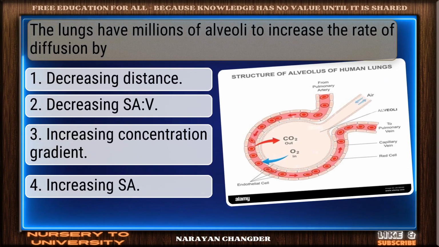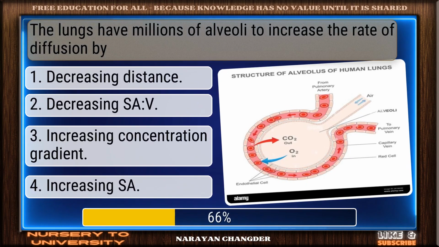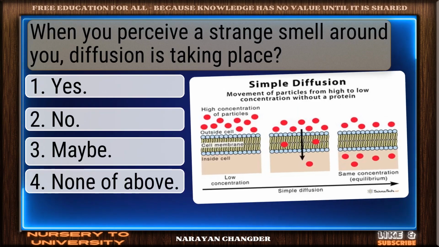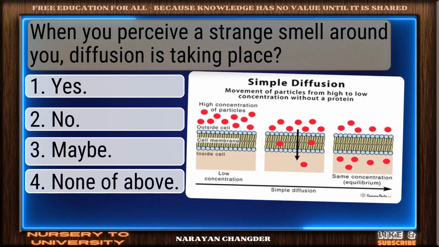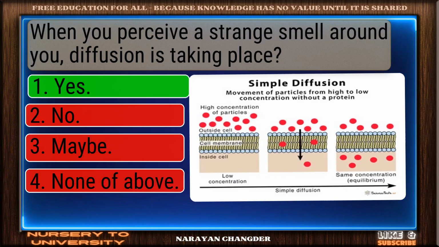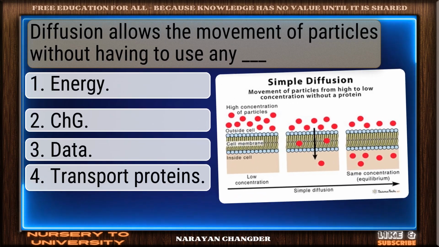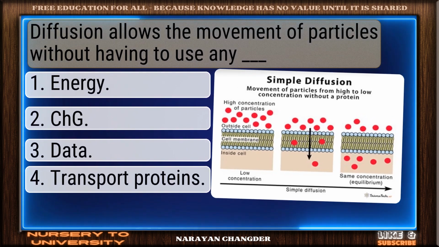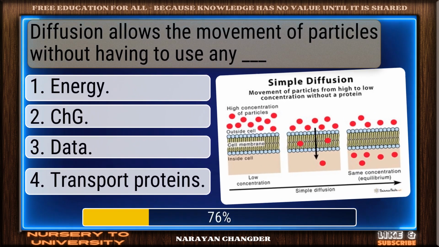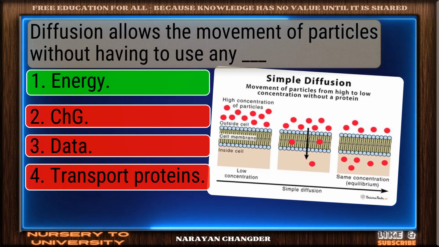The lungs have millions of alveoli to increase the rate of diffusion by. Perfect. Increasing SA is the correct choice. When you perceive a strange smell around you, diffusion is taking place. Well picked. Yes is the correct answer. Diffusion allows the movement of particles without having to use any dash. Nice selection. Energy is the correct and valid answer.